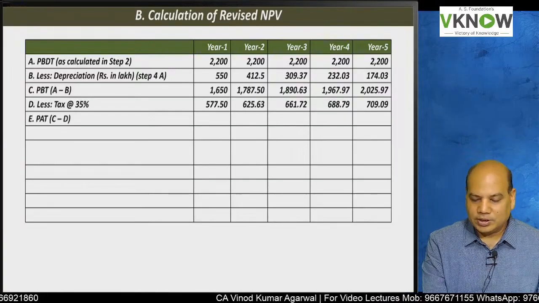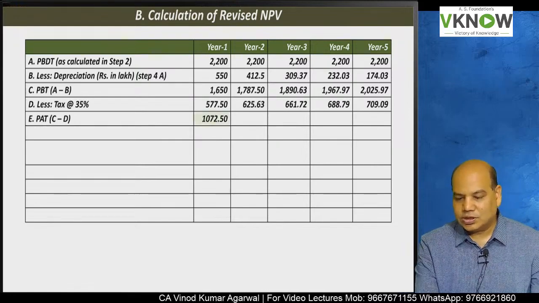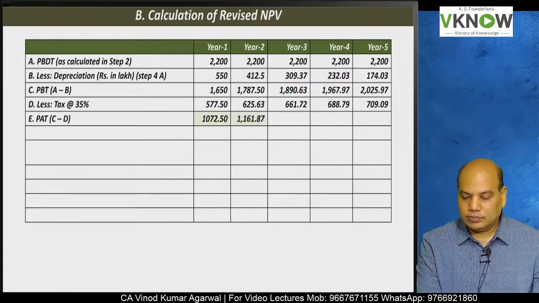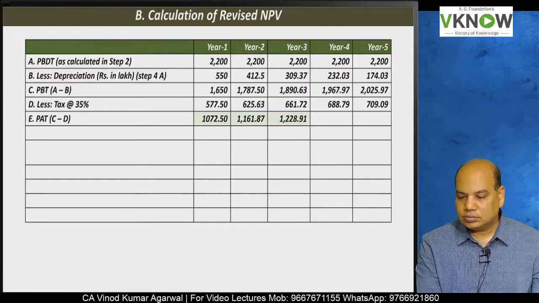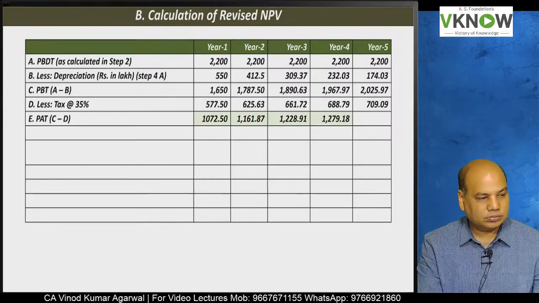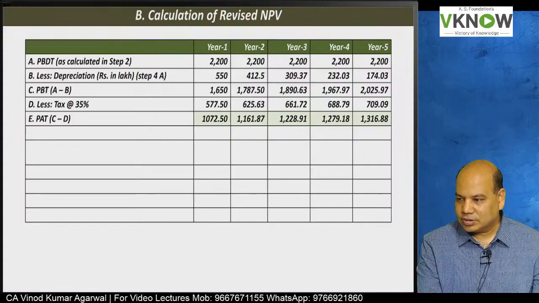Then you write down PAT, C minus D: 1072.50, 1161.87, 1228.91, 1279.18, 1316.88.